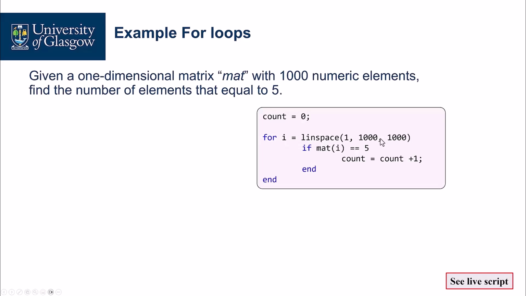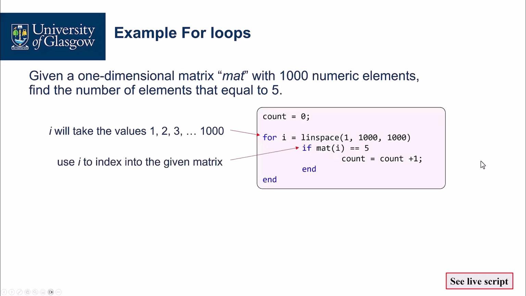What does this mean? Linspace, you can recall from last week's class, generates a 1D matrix: 1, 2, 3 till 1000. Starting from 1 and ending at 1000, there are 1000 elements. Then we go to the body of the loop. If mat with a bracket of i, by matrix indexing, the ith element of the 1D matrix mat equals 5, we add 1 to the count. So eventually we will know how many 5s there are.